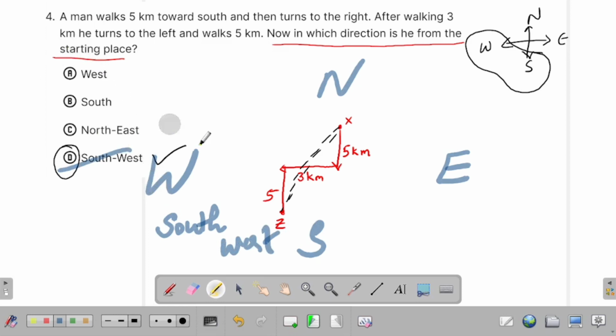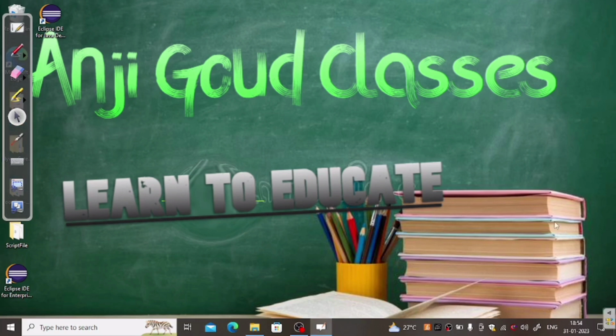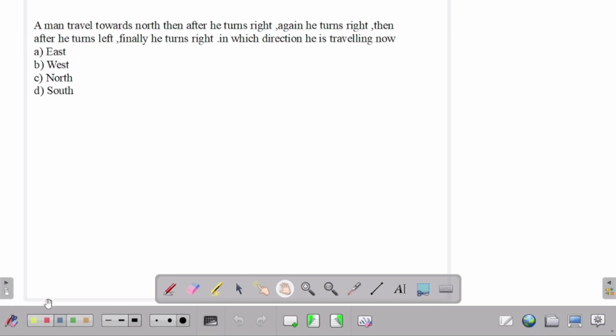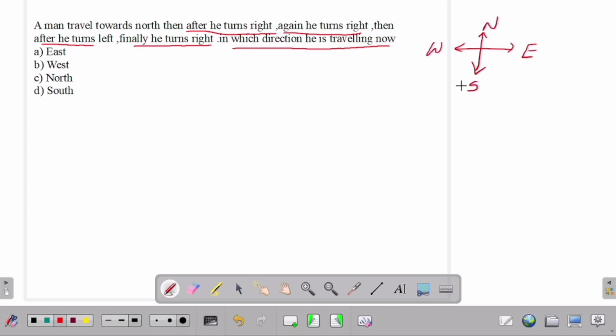So with this we have completed four problems. Moving to the next question. A man traveled towards north, then he turns right, again he turns right, then he turns left, finally he turns right. In which direction is he traveling now? So this is the question. First I am going to write the directionality: east, west, north, south. Next, moving to the solution.